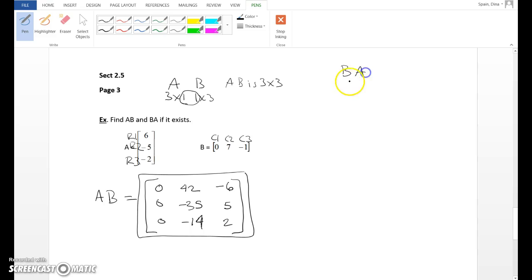If we're going to find BA, our B was 1 by 3. Our A was 3 by 1. So yeah, you can multiply them. And then BA is going to be 1 by 1. It's going to be a 1 by 1 matrix. Alright, so I'm going to put B here. Let me erase these columns, because B is coming first. And I'm going to put A, rewrite it on this side.